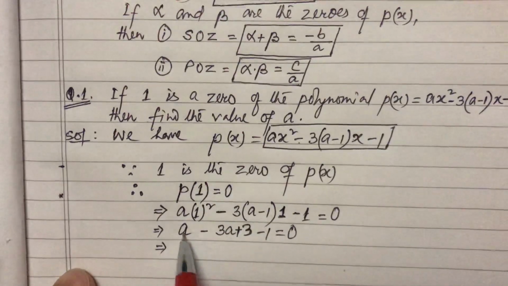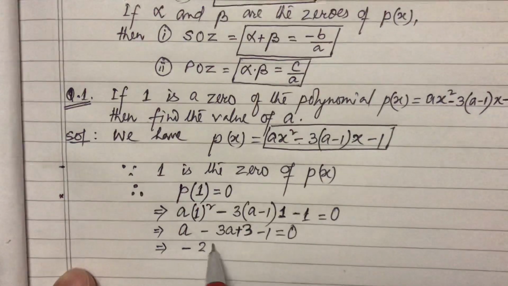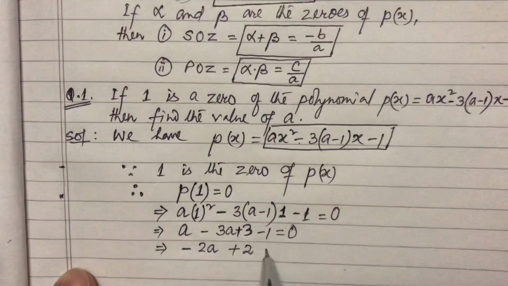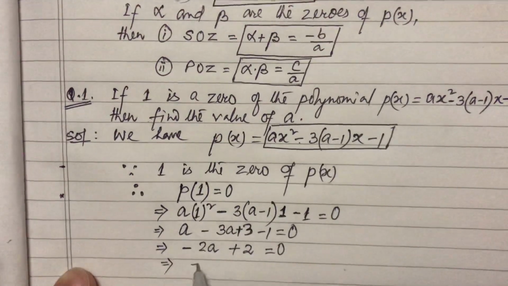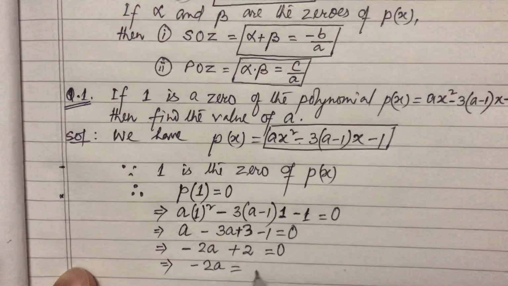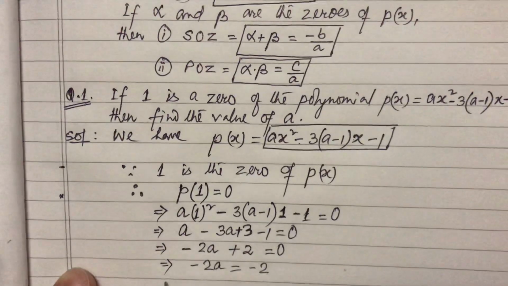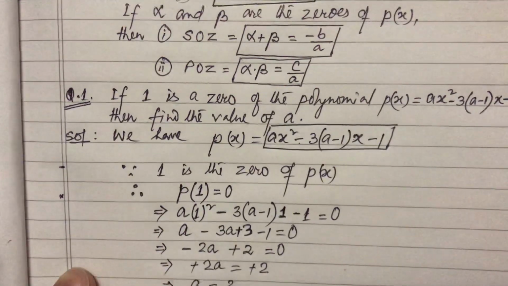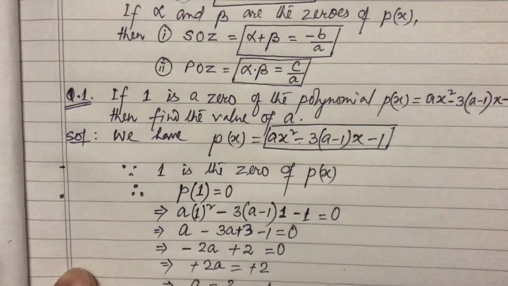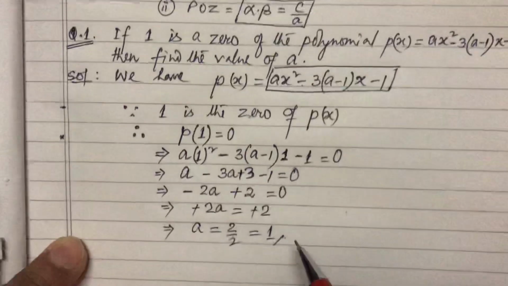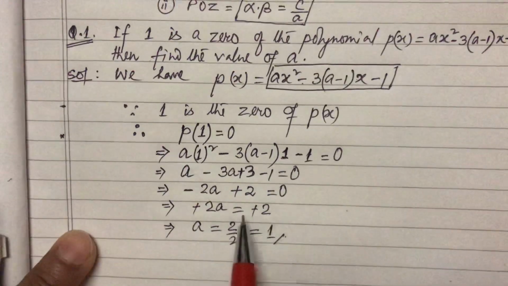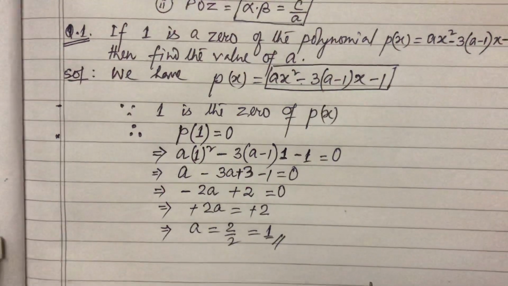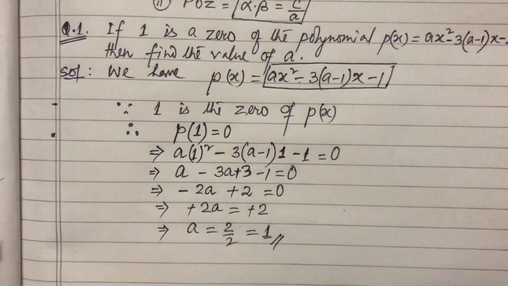Now we can solve it. A minus 3a is minus 2a. 3 minus 1, no, it is plus 2. Plus 3 minus 1 is plus 2 equal to 0. So we get here minus 2a. This 2 we can shift towards the right hand side, minus 2. So this minus we can cancel from both. So a becomes 2 by 2 equal to 1. So this is the value of a. So this was easy. Now we'll move on to the next question.